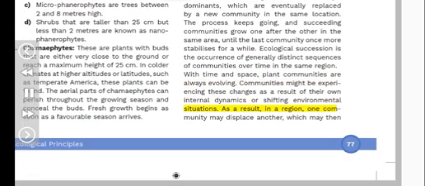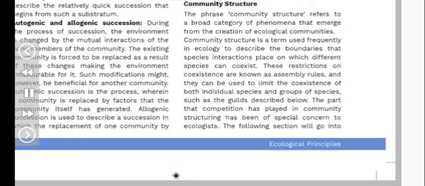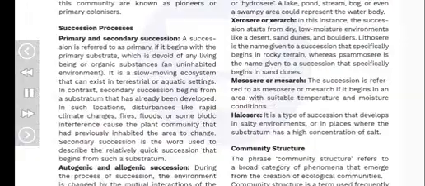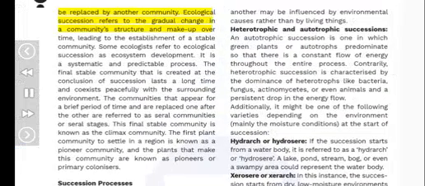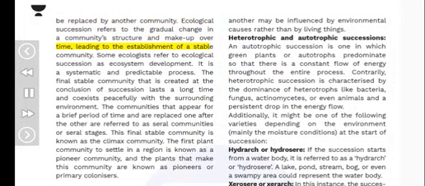As a result, in a region, one community may displace another, which may then be replaced by another community. Ecological succession refers to the gradual change in a community's structure and makeup over time, leading to the establishment of a stable community. Some ecologists refer to ecological succession as ecosystem development. It is a systematic and predictable process.